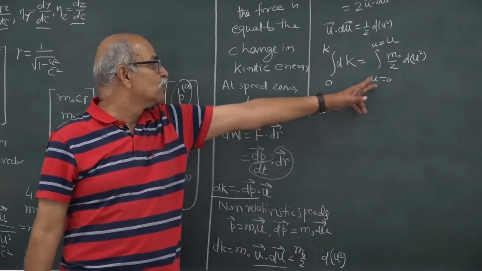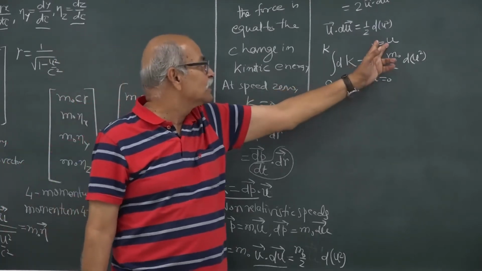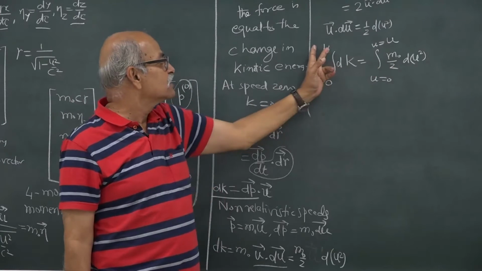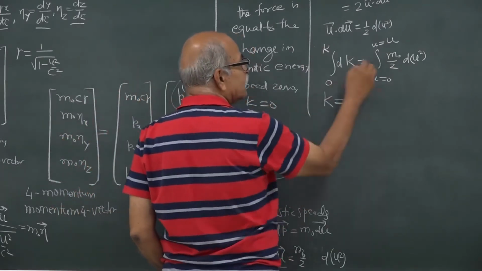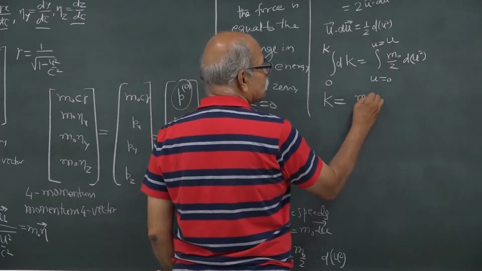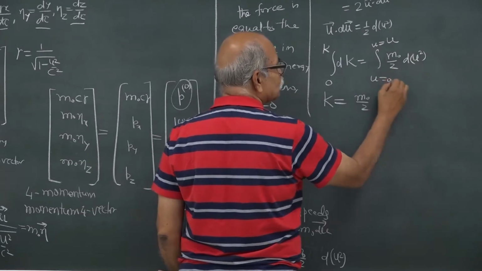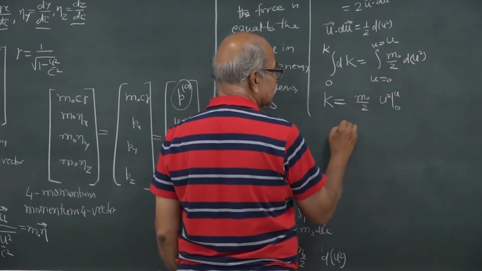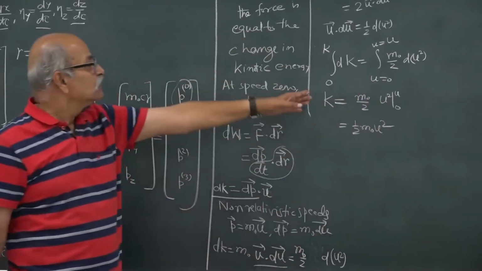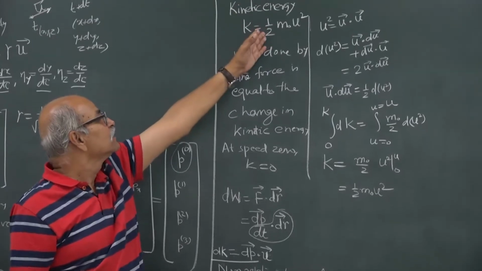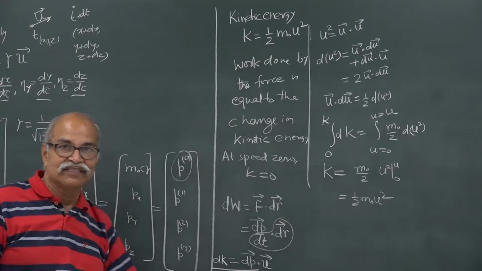At u equal to 0, kinetic energy is 0 by definition, and then when the speed is u, the kinetic energy is K. Hence K is equal to, this side is just K and this side is m naught by 2, integration of this is u square, and then you put the limits u equal to 0 and u, and that is half m naught u square. So, this is how that expression of kinetic energy, the non-relativistic limit half m naught u square, is derived.